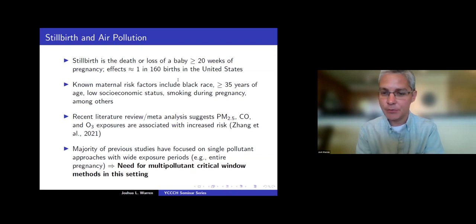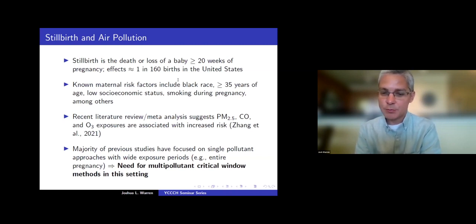And recent literature review meta-analyses suggest that PM 2.5, CO, and O3 are associated with increased risk. This was really recent, but more studies are definitely needed. There's not a lot, in comparison to some of the other adverse birth outcomes. There's not as much done with stillbirth, at least.